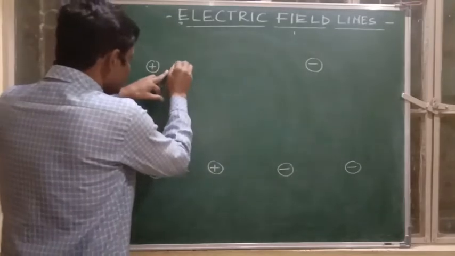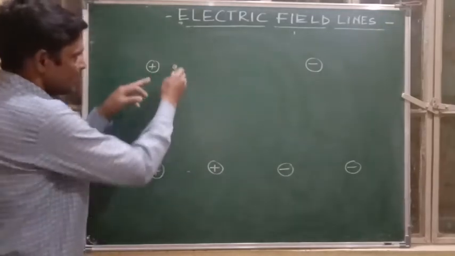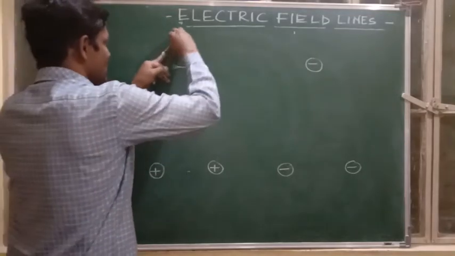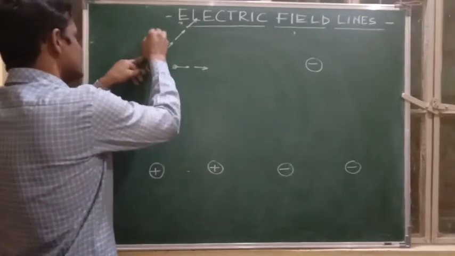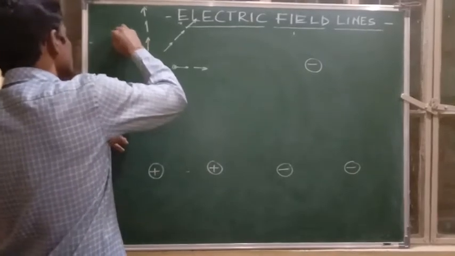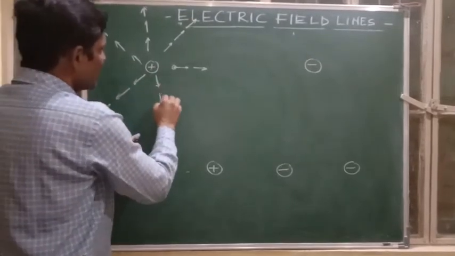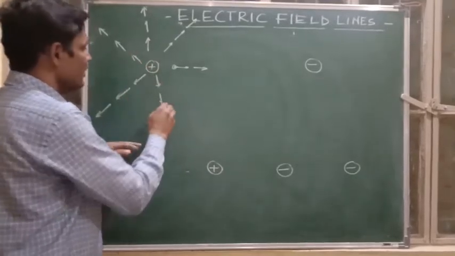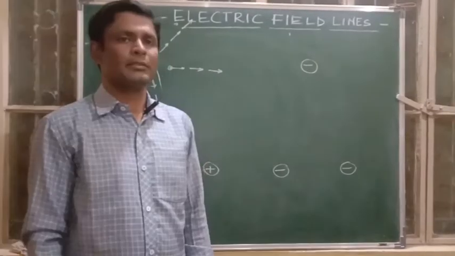If I take a positive test charge here, how will this charge experience the force? It will be repulsive in this direction. The same test charge if I place here will experience a force in this direction. If it is placed here, it experiences a force in this direction. So we become able to draw the electric field lines around, and the lines along which this positive charge moves give the direction of electric field lines. There would be an infinite number of electric field lines around this positive charge.